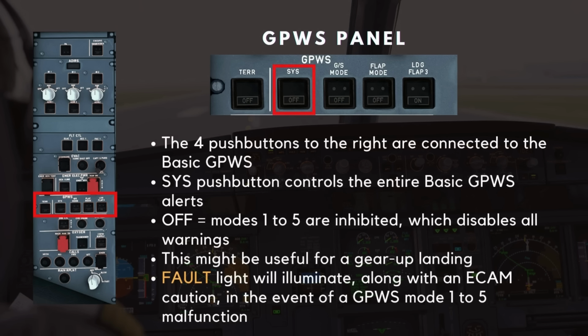The 4 push buttons to the right of this are connected to the basic GPWS. The system push button controls the entire basic GPWS system. By pressing this push button off, modes 1 to 5 are inhibited, which disables all warnings. This might be useful for a gear-up landing. An amber fault light will illuminate, along with an ECAM caution, in the event of a GPWS mode 1 to 5 malfunction.